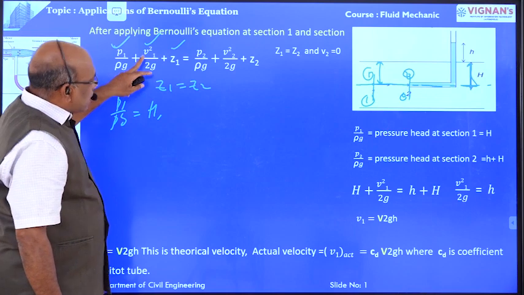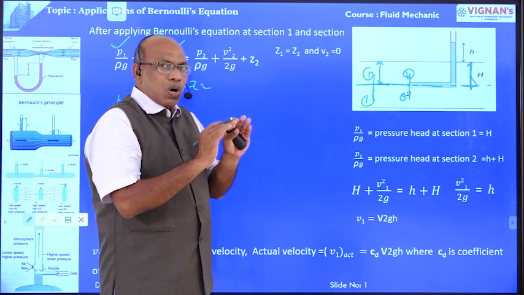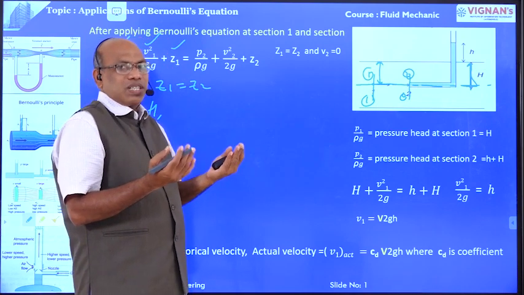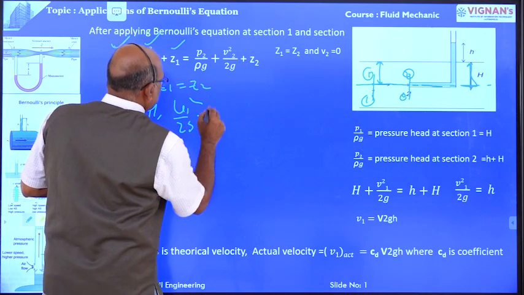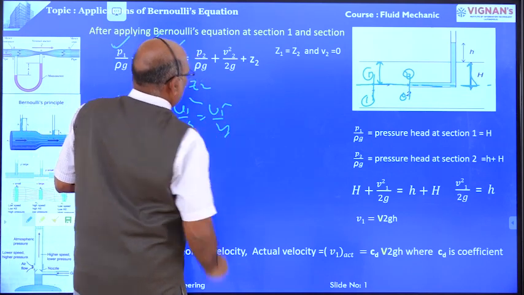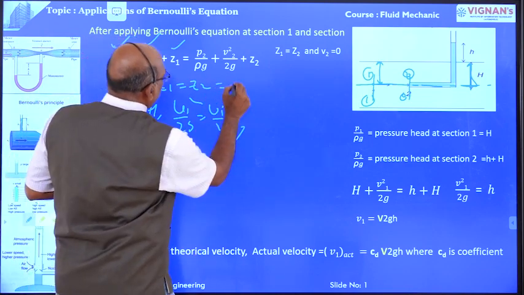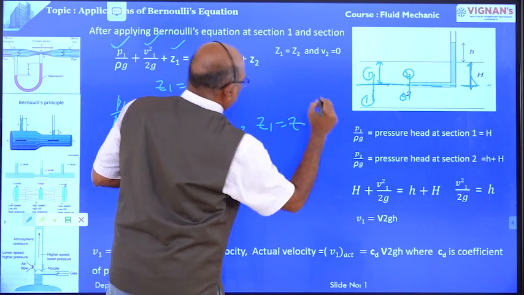Next one. What is the velocity head? Same velocity head at section 1-1. There is no obstruction, so there is no change in the velocity or pressure. Therefore, V1 square by 2g remains V1 square by 2g. And another one, Z1 is equal to Z2 is equal to Z. This is nothing but Z1 is equal to Z.